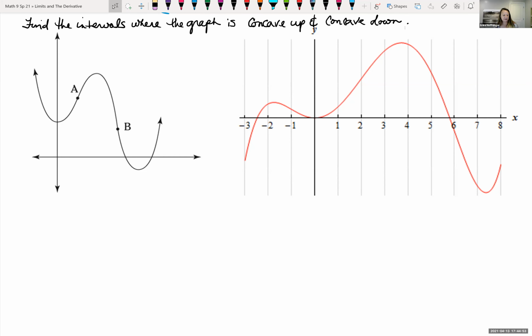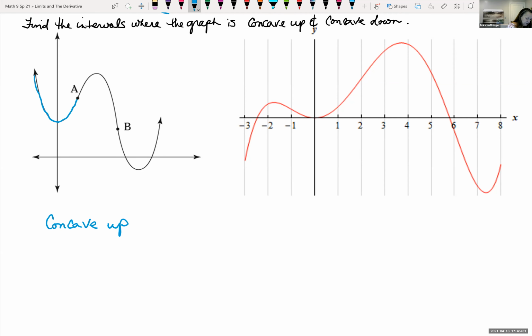Okay, so looking at the graphs, we're trying to figure out where this graph is concave up and concave down. So we're looking at the intervals. Recall the intervals we're looking at are the x values. So where is that x value? It starts to be concave up and stops to be concave down. And there might be multiple places. So let's look at this first graph. So looking at this, I notice, let's do concave up. So that's where the parabola kind of looks like it's facing upwards.